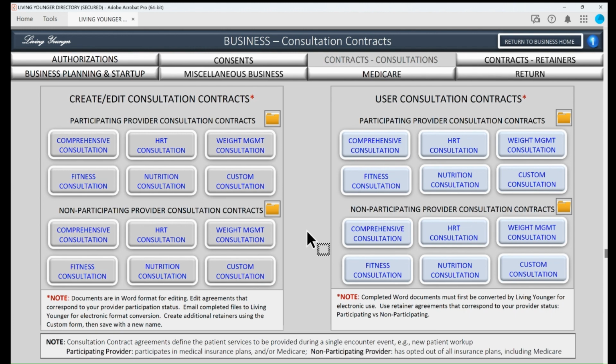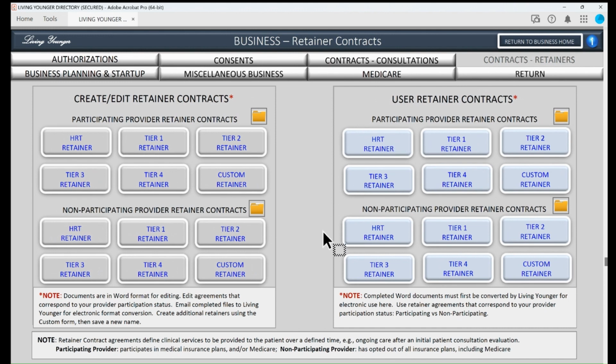Once those documents have been completed, we convert them into a user form that's electronic. The patients can electronically fill out or complete their contracts and sign them. The same thing is true for the retainers. Again, retainer contracts are a prepaid agreement between you and the patient, defining a scope of services to be rendered over a defined period of time with a set fee for that. And again, the initial contracts to create and edit are in a Word format, and then they will be converted into a user digital format when completed.